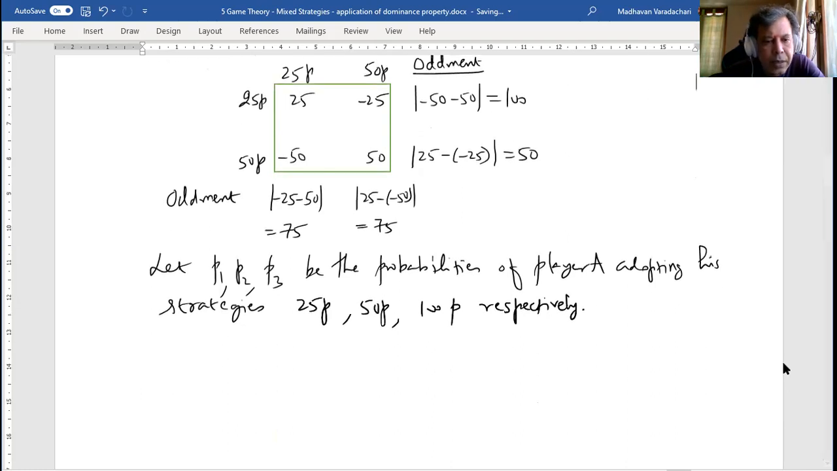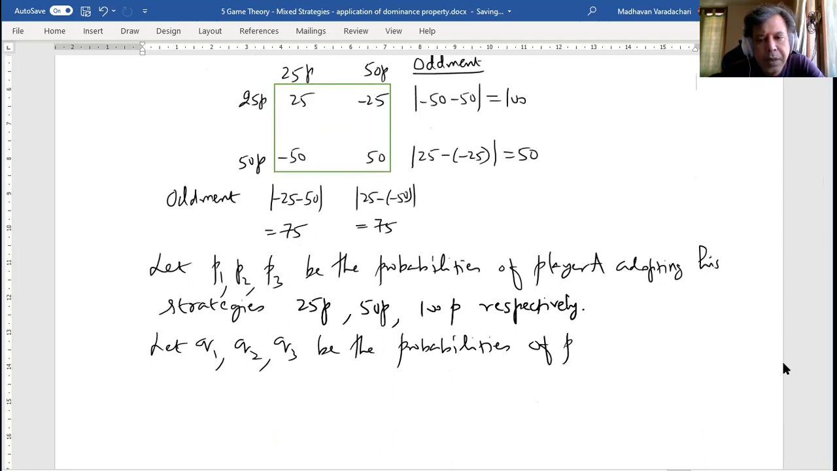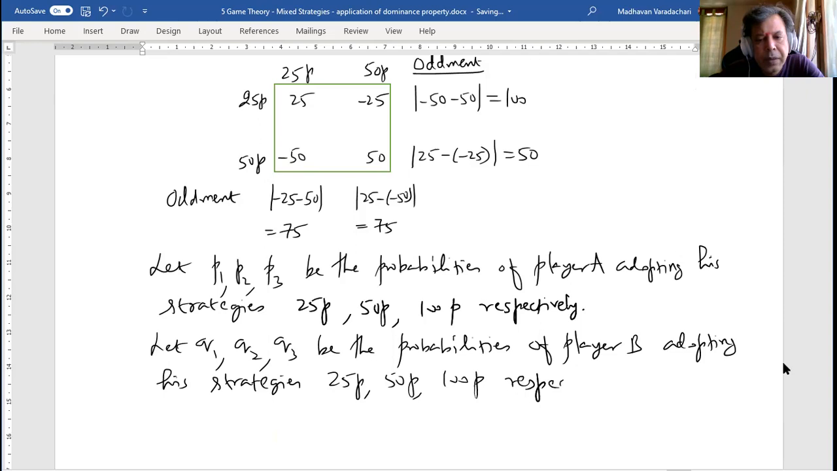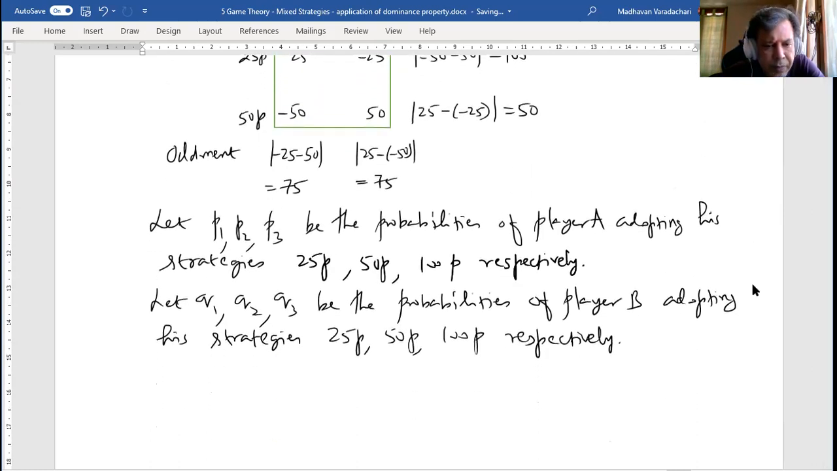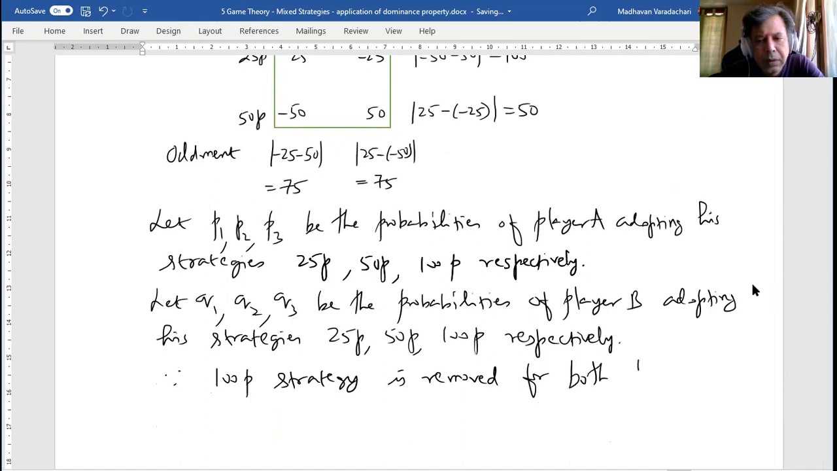Then let Q1, Q2, Q3 be the probabilities of player B adopting his strategies ₹0.25, ₹0.50, ₹1.00 respectively. Now we already, using the dominance property, had removed for both the players the 100 paise strategy. Since the 100 paise strategy is removed for both the players, P3 and Q3 both will become zero.